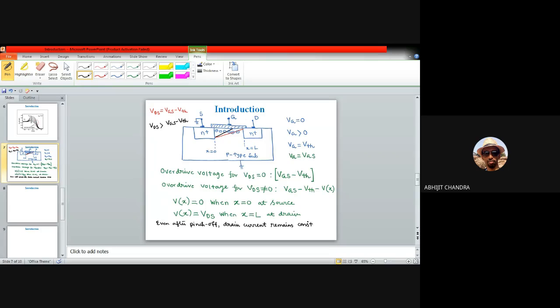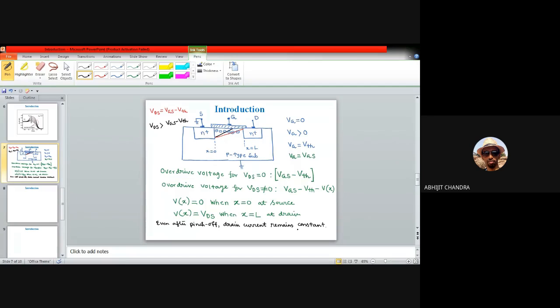Although this is true for a long channel device, we will also be discussing the different second order effects gradually. Let us assume that the channel is large enough. So even after pinch off, the drain current remains constant. And since the current is constant, we can say that we have entered into the saturation region. So we do have a defined notion of saturation over here.